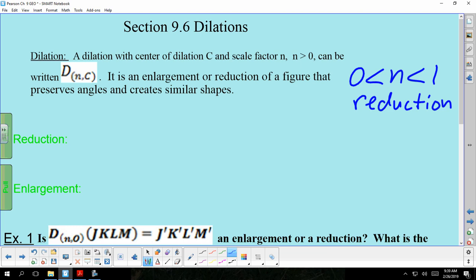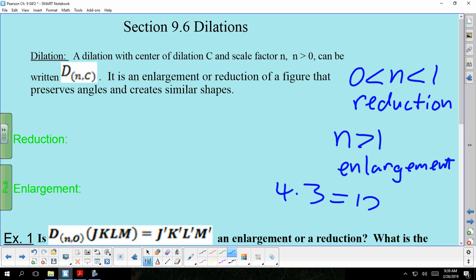If n is greater than 1, we have an enlargement. So we're going to have our figure get larger. Right, so think of multiplying a number by, say, 3. So what's 4 times 3? Is it going to get smaller or bigger? Bigger. It gets to 12. Right? Well, that's an enlargement.